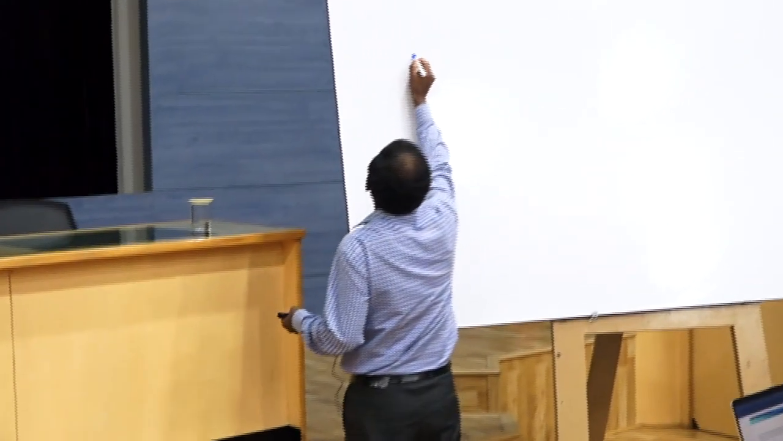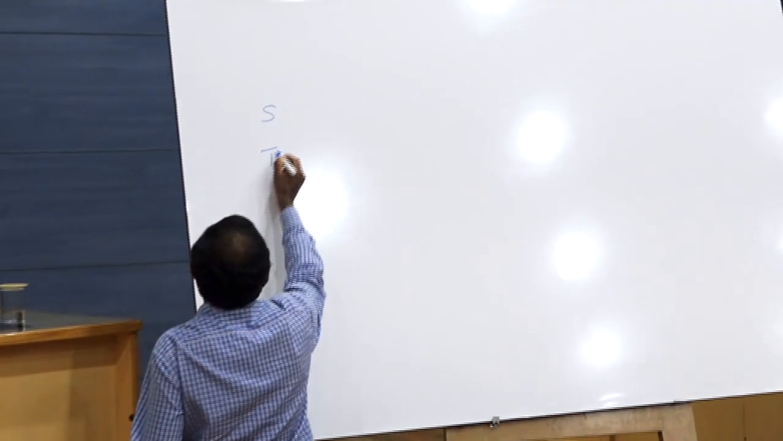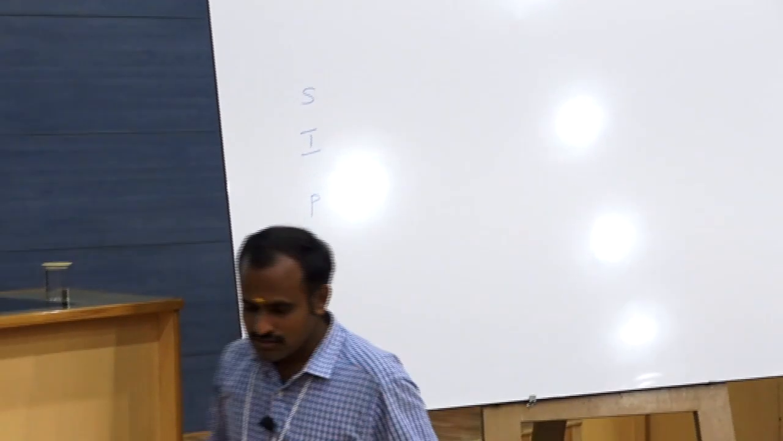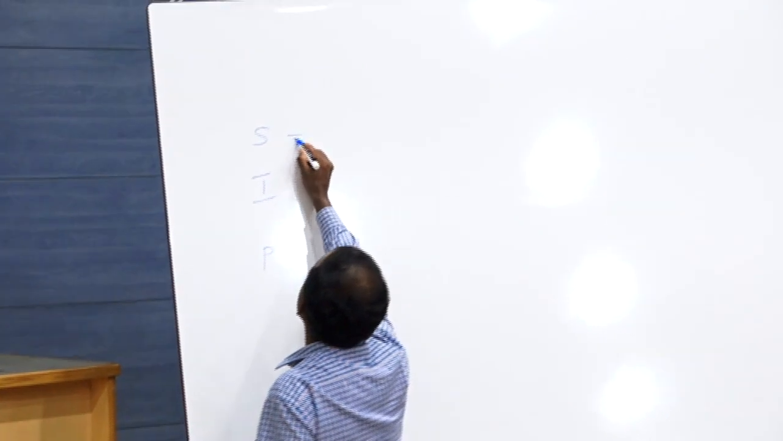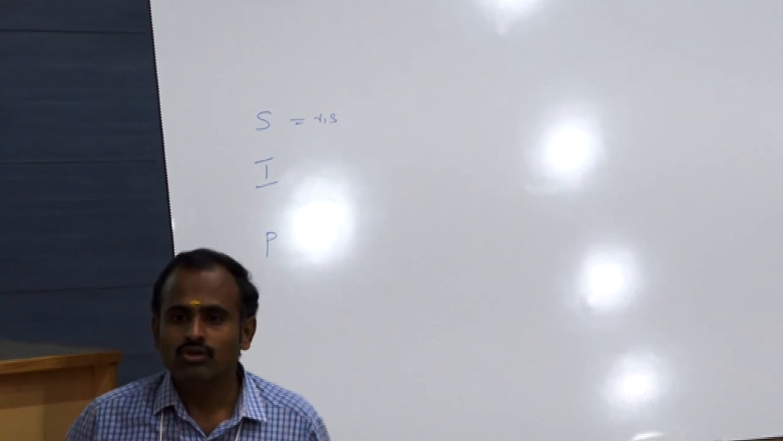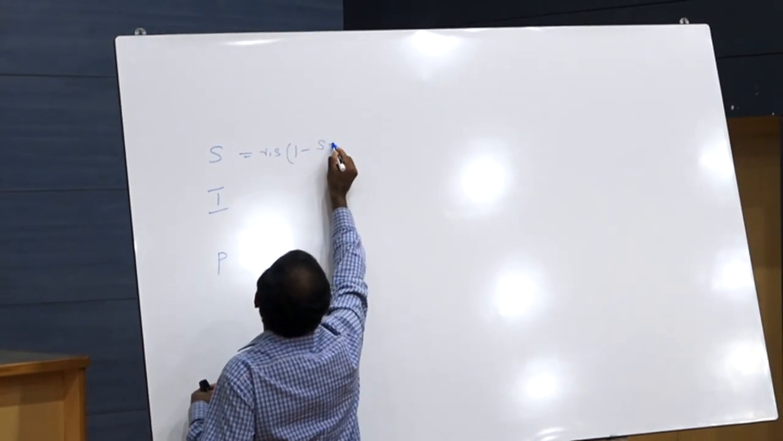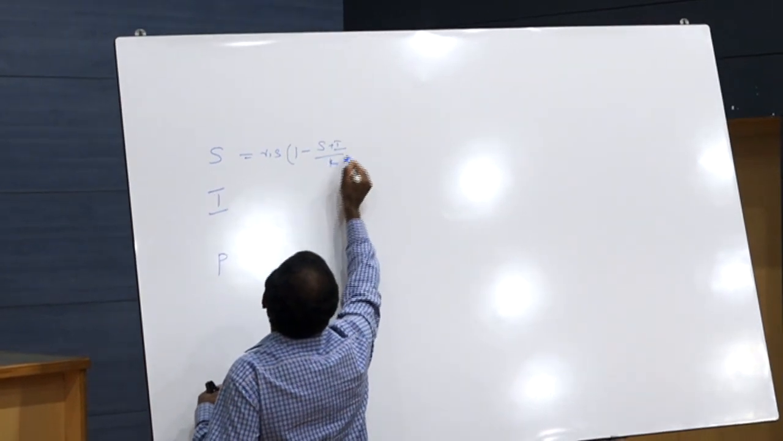This is a prey-predator model. Here we consider two prey and one predator. S denotes the susceptible prey, I is the infected prey, and P is the predator. R1 is the intrinsic growth rate of susceptible prey, that is R1 into S. Here we consider logistic growth, so that is denoted by 1 minus prey divided by its carrying capacity.